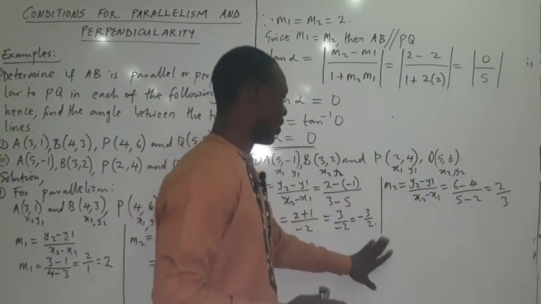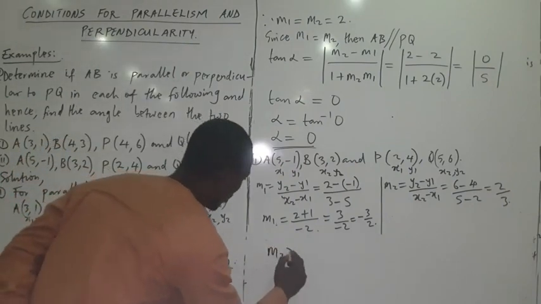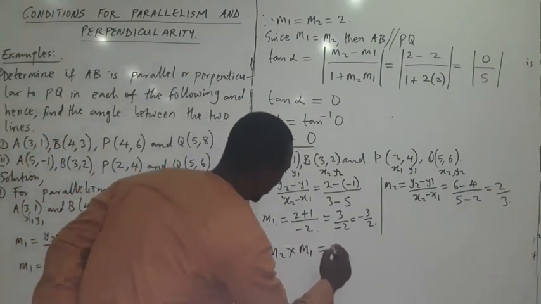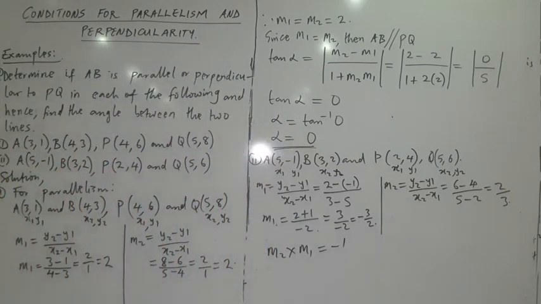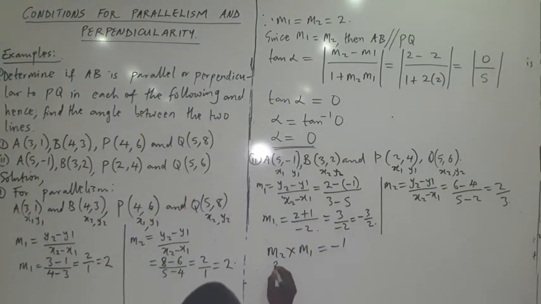So we now check for perpendicularity. The condition for perpendicularity is that M2 multiplied by M1, their product, must be minus 1. So let's check. Our M2 is 2 over 3, multiplied by M1, that is minus 3 over 2, which equals 2 times minus 3, that's minus 6, all over 3 times 2, that is 6, which equals minus 6 over 6, that is minus 1. It means the product of the two gradients is minus 1.